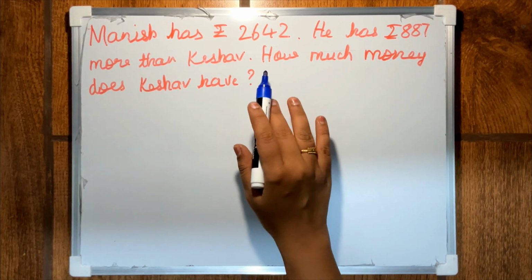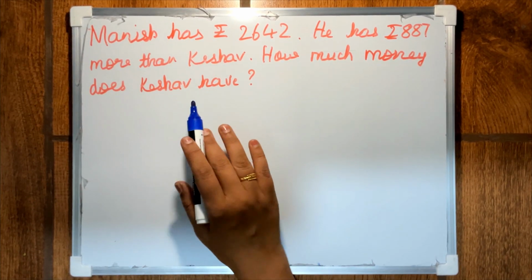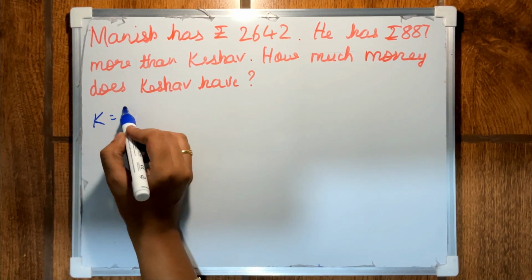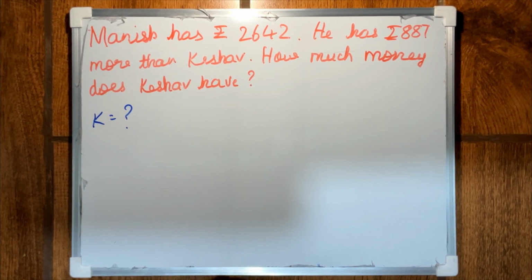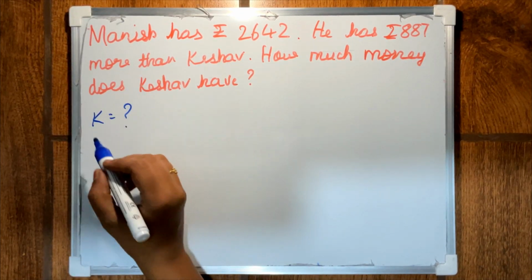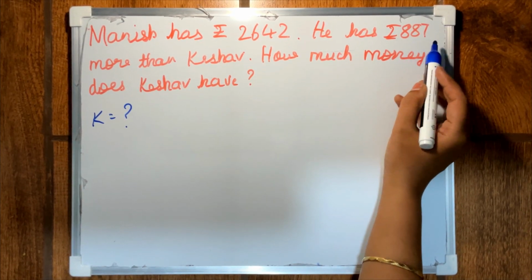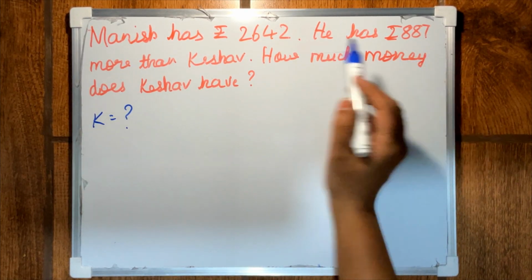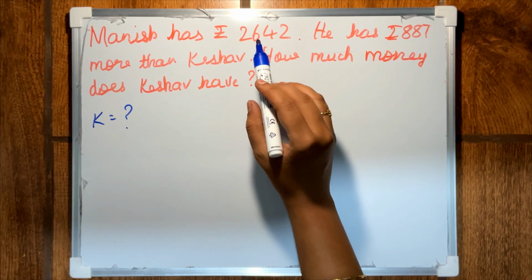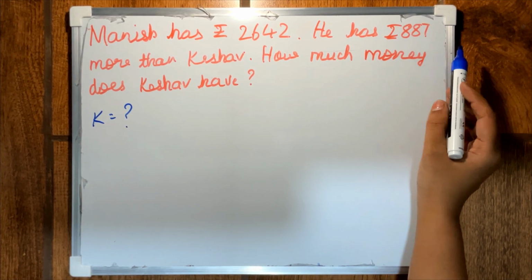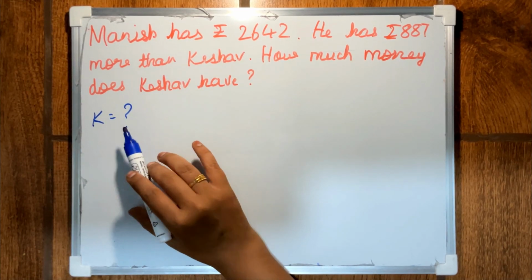So what is the question? How much money does Keshav have? Here they have not given the Keshav amount, so you have to find out Keshav's money. But they have given the clue that Manish has 887 more than Keshav. So we have to add 2642 plus 887. Then only we will get the money of Keshav.